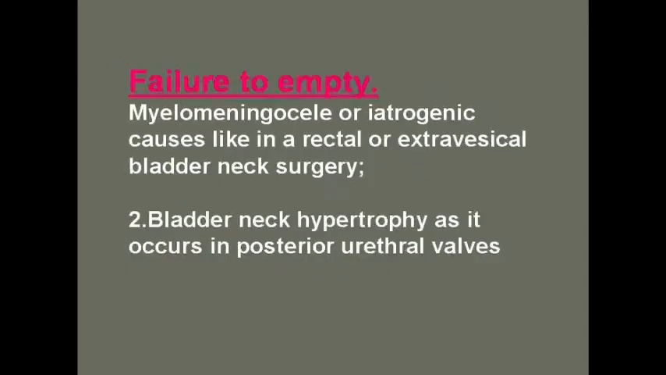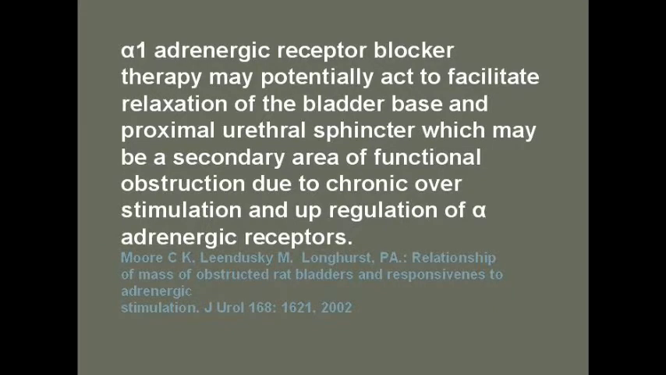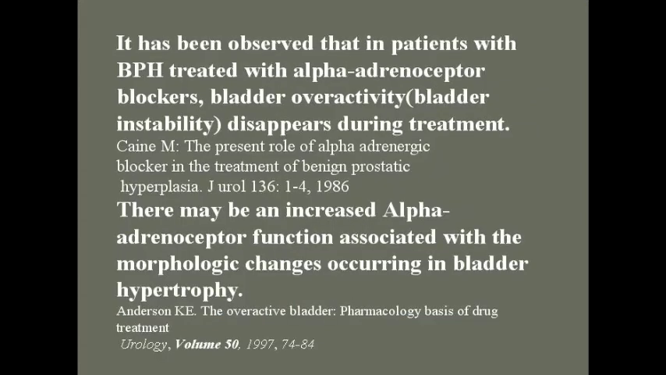Now coming to failure to empty, we usually find it in myelomeningocele, especially with a lower lesion. Iatrogenic causes can be rectal or extravesical surgery, bladder neck surgery, or bladder neck hypertrophy as it occurs in posterior urethral valve. Now alpha-1 adrenergic receptor blocker therapy is known to produce relaxation of the bladder base and the proximal urethra. In BPH, learning from adult urology, BPH when treated with an alpha-adrenergic receptor blocker has been shown to lessen the overactivity of the bladder.